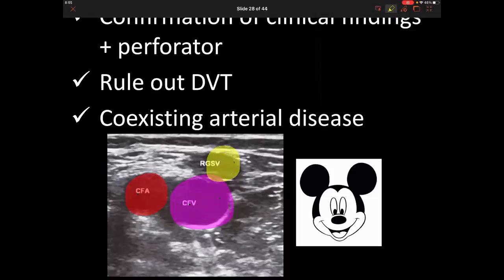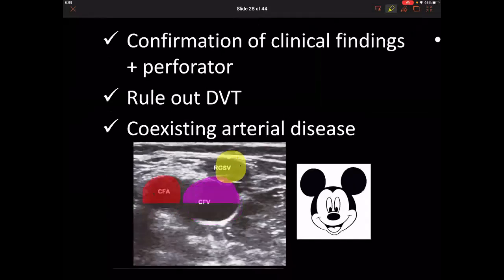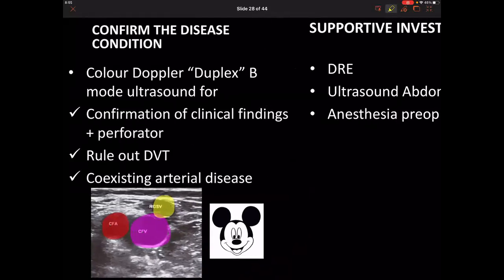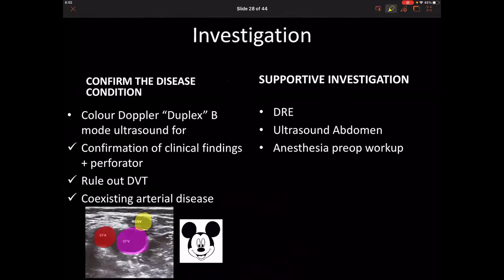Okay, chalo. Have I made you understand? So, sir, the Mickey Mouse sign is present normally. Exactly. The Mickey Mouse sign is present normally. Very good. So, if there is a distortion of the face of Mickey, what is your conclusion then? There is a reflux at the SFJ.